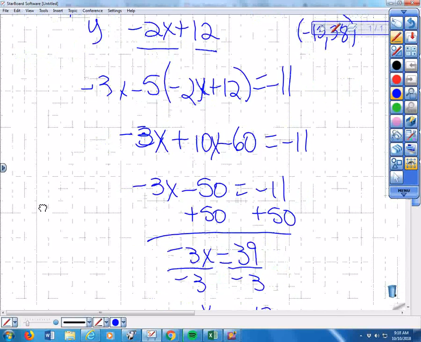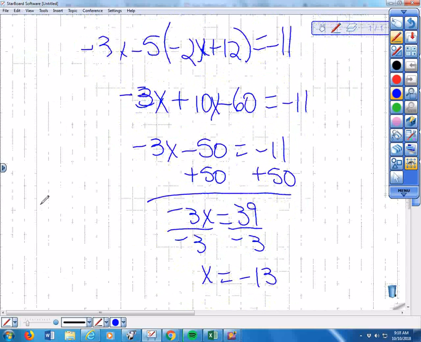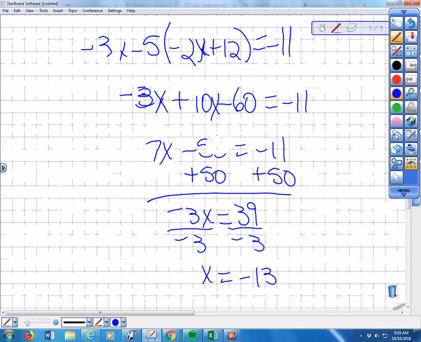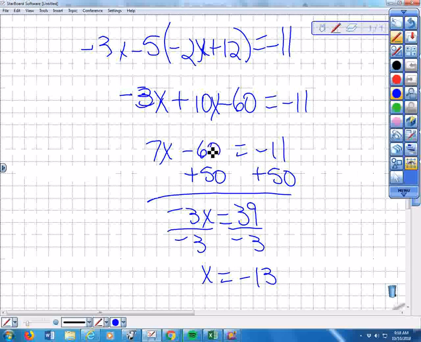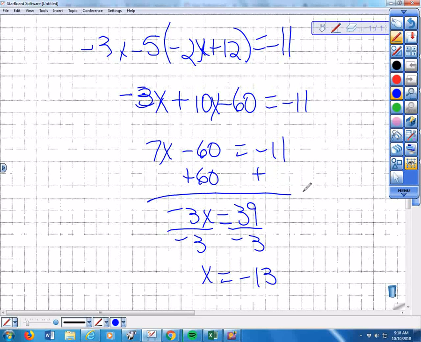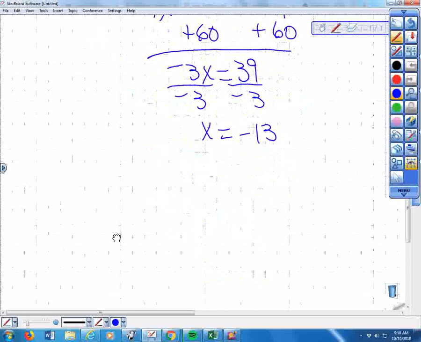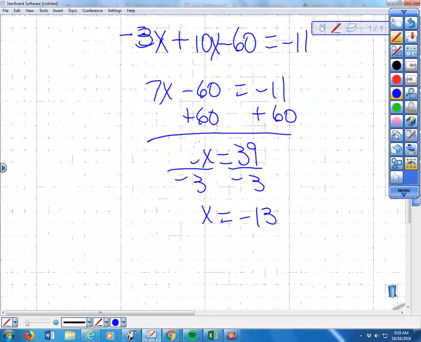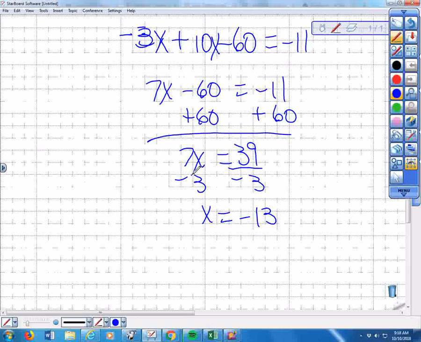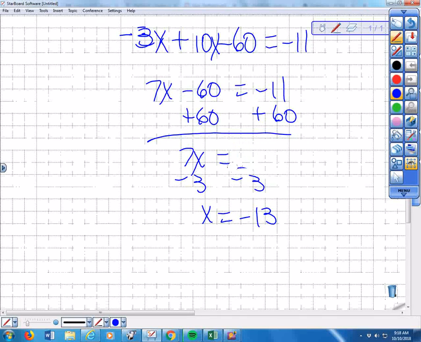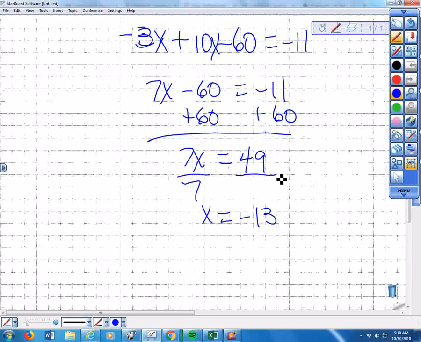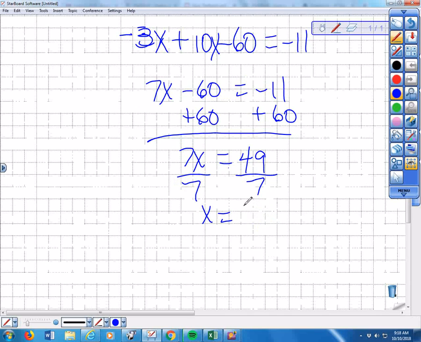Okay, so now I have negative 3x plus 10x, 7x minus 60 equals negative 11. I'm going to add 60. Okay, and I get 7x equals what? 49. Is that right? 50, 49. Divide by 7. x is not negative 13. It's actually 7.